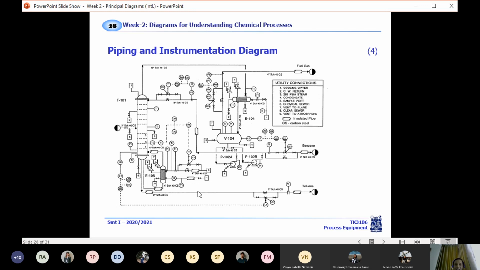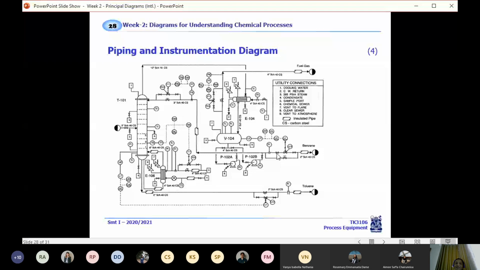And then what other information will I have related with mechanical again? You will know about the material. For example, this one, 3-inch schedule 40 for CS, carbon steel. So I will know that this pipe has the material carbon steel, and the dimension of this pipe is 3-inch schedule 40.